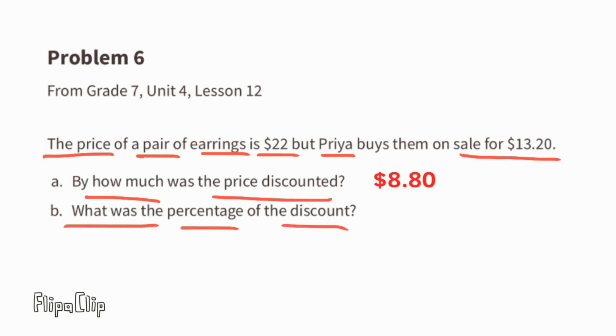$8.80. B. What was the percentage of the discount? $8.80 divided by $22 equals 40/100ths, which is 40%. That means that $8.80 is 40% of $22.